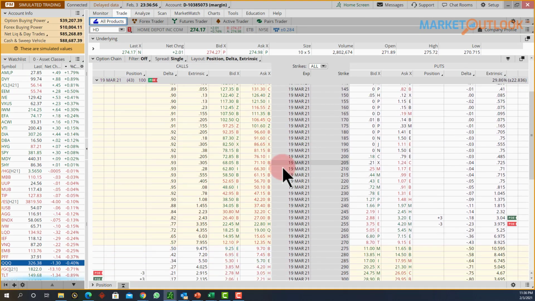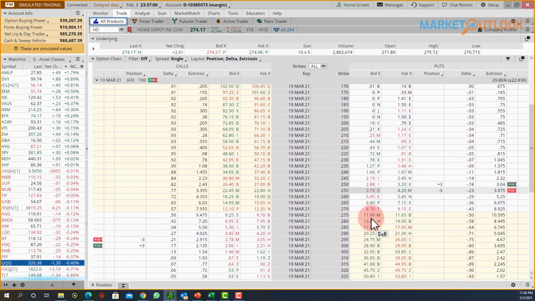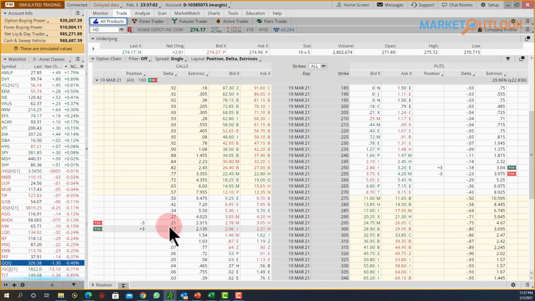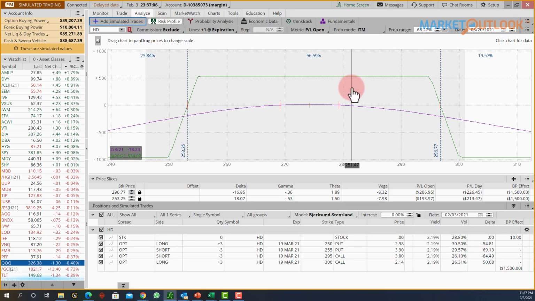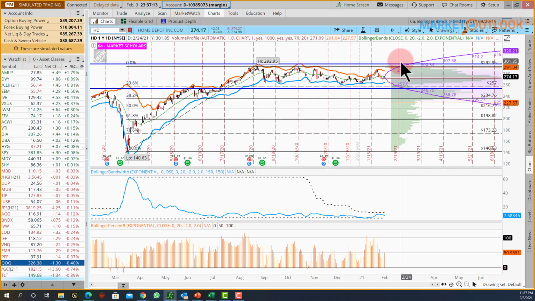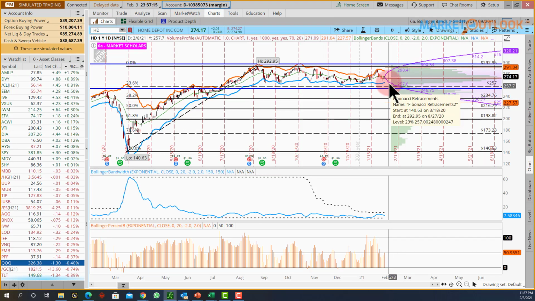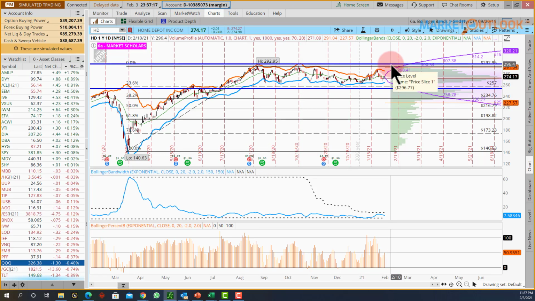So what we decided to do was a bull put spread, selling the 255, 250, and also selling a bear call spread, selling the 295, 300. That gives me an iron condor here with the break even sitting right outside of that range. So below the 23% and above the 0% retracement level.